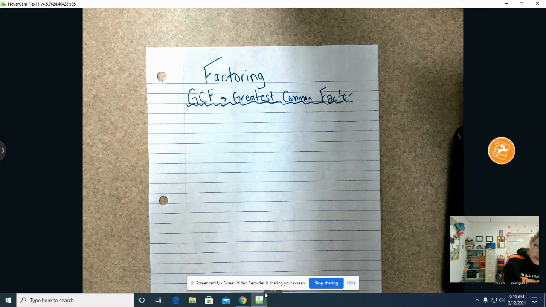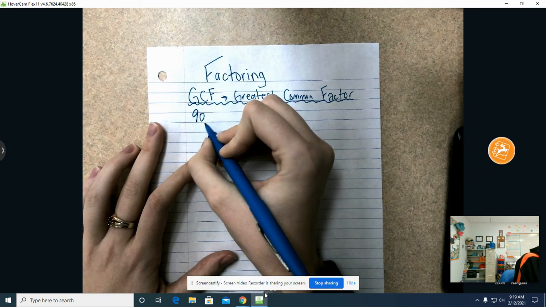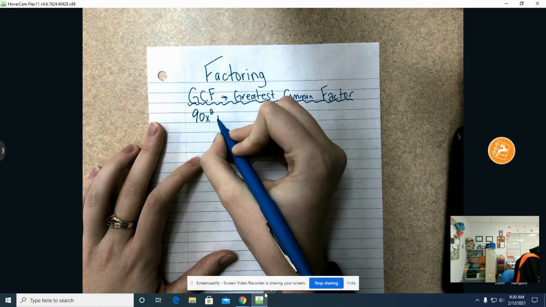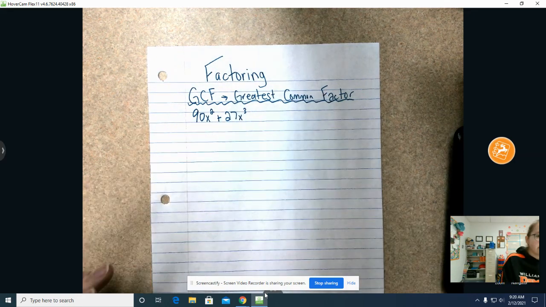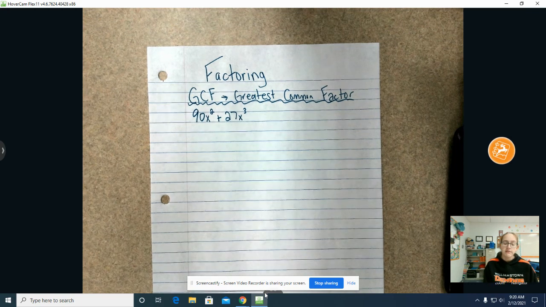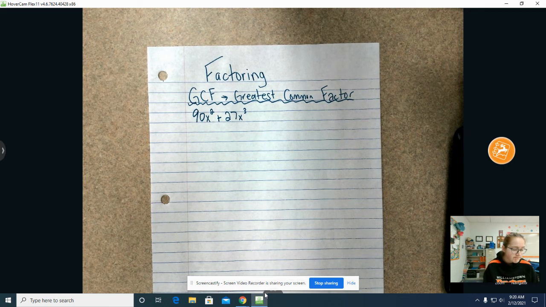So let's say, for instance, we're given 90x squared plus 27x to the third. So if we want to GCF factor this, when you're doing different types of factoring, most of the time it'll tell you what kind of factoring it needs you to do, but greatest common factor, that's something that you'll eventually learn to just kind of recognize that if you pull something out, it'll make it a lot easier.